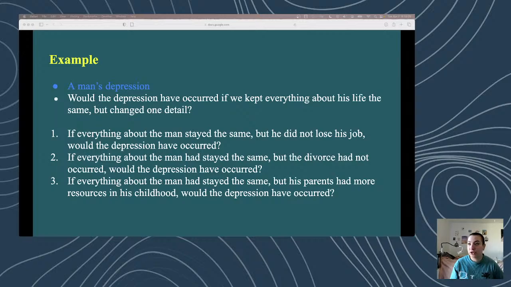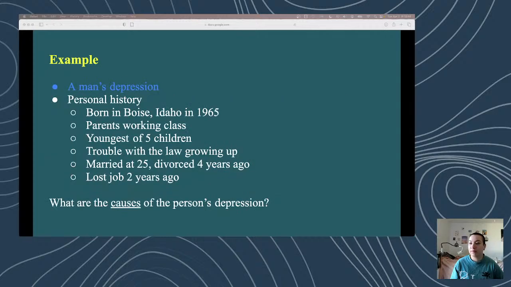But would the depression have occurred if we kept everything about his life the same but changed one detail? What could you say if everything about the man stayed the same, but he didn't lose his job? Would the depression have occurred? What about if everything about the man had stayed the same, but the divorce had not occurred? Then would the depression have occurred? What about if everything about the man had stayed the same, but his parents had more resources in his childhood? Would the depression have occurred? That could tell us different things about which things might be causes, and the nature of those causes.